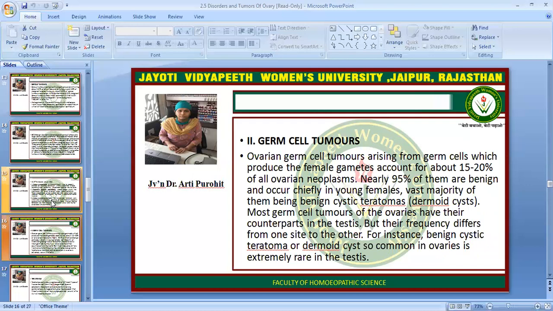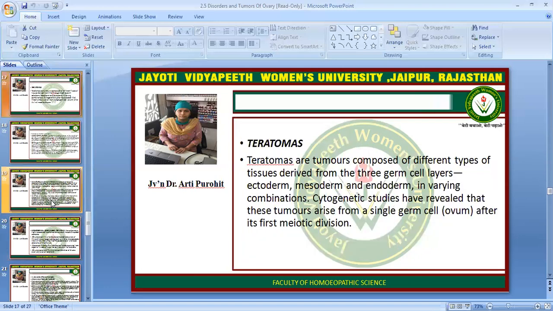Now, the second type is the germ cell tumors. Ovarian germ cell tumors arise from germ cells, which produce the female gamete, and account for 20% of all ovarian neoplasms. Nearly 95% of them are benign and occur chiefly in young females, the vast majority being benign cystic teratomas. Most germ cell tumors of the ovaries have their counterpart in the testes, but their frequency differs from one side to the other.